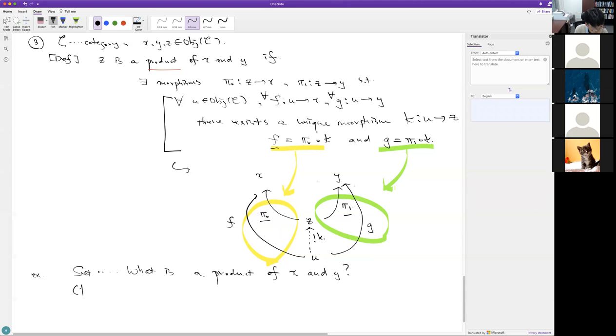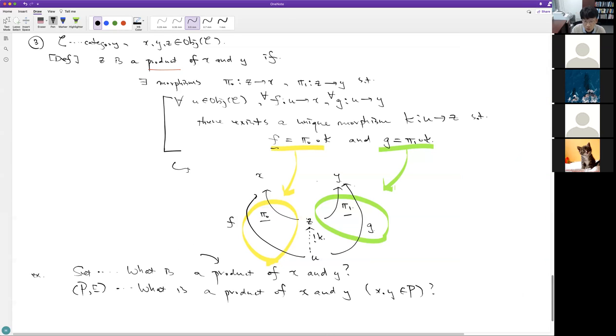And in the other domain, the partially ordered set, you can ask the same question: what is a product of X and Y, where X and Y are elements in the partially ordered set? I will give you an answer now, and then I want you to think about this at home. So the product in the top case is a Cartesian product, or something isomorphic to the Cartesian product. That's what happens in the category of sets.